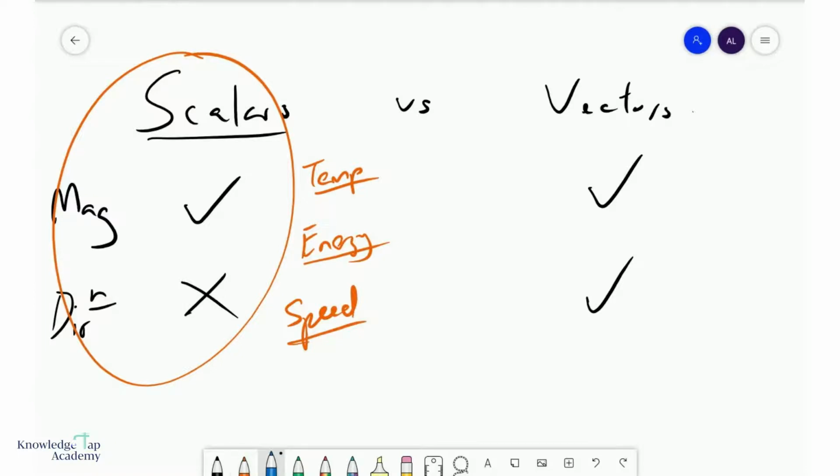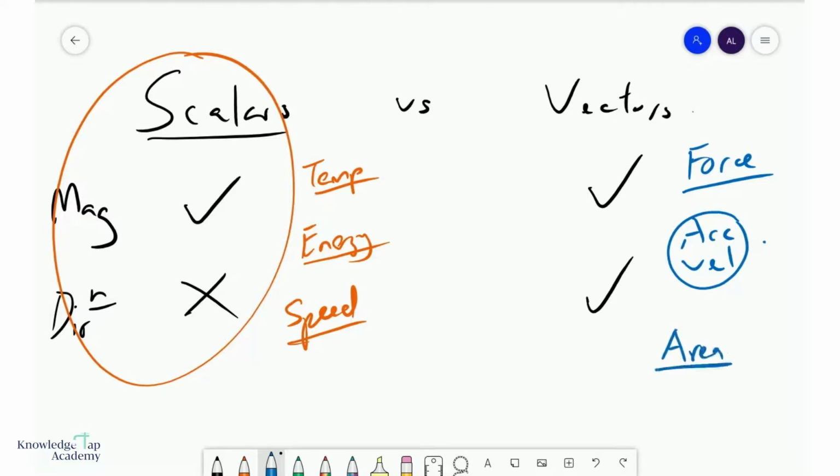Vectors, however, must always have a direction. Some common examples of vectors, of course, include force. A force definitely needs to have a direction. Acceleration and velocity all have directions as well. Some of the more interesting vectors that you will see will be things like area. Area has a direction, which is characterized by its normal vector. And most of your field strengths, which you'll see later on, are vectors as well.